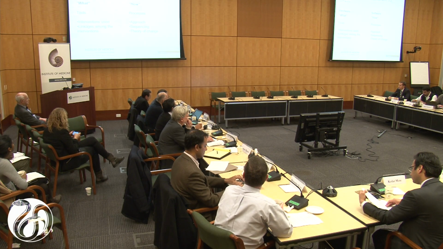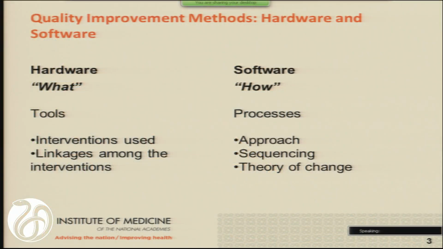So when we talk about quality improvement methods, what emerged from the discussion that we had in Washington at IM was that these quality improvement methods actually have 2 very distinct components. The first component is what I call the hardware, i.e. the tools, what is being done. These refer to the interventions being used and the linkages among these interventions that form a package.